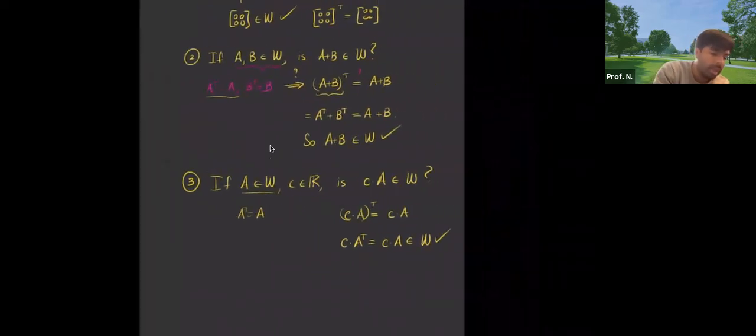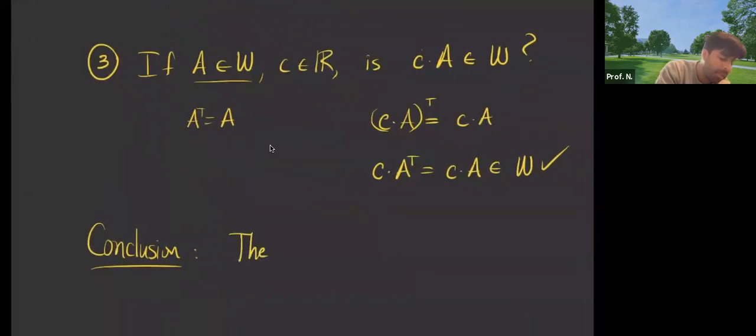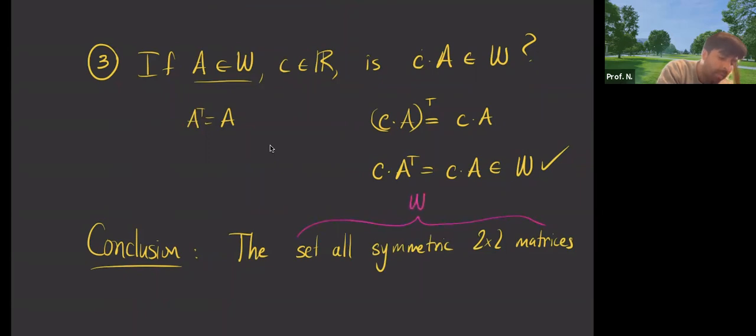Check. So then what's the conclusion? The set of all symmetric 2 by 2 matrices, which we call W, is a subspace of M22.